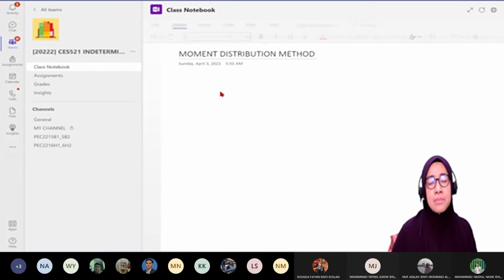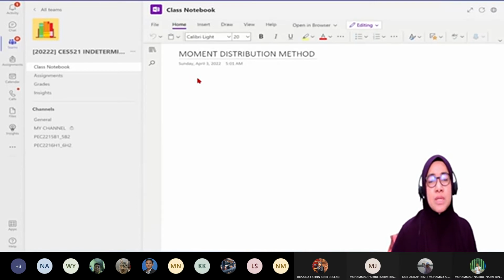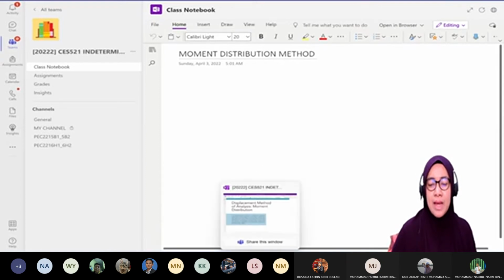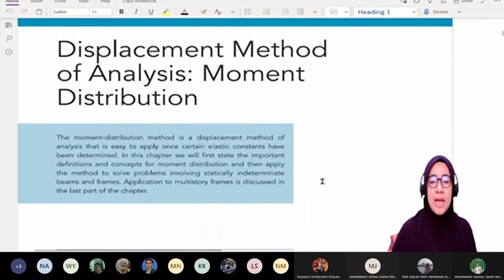And if you use a computer, it doesn't matter. You can open it using a browser. But it's good if you also install OneNote for Windows 10, like what I have right now. You can download it using the Microsoft Store. Find OneNote for Windows 10. If you use a handphone, you can also find this OneNote.